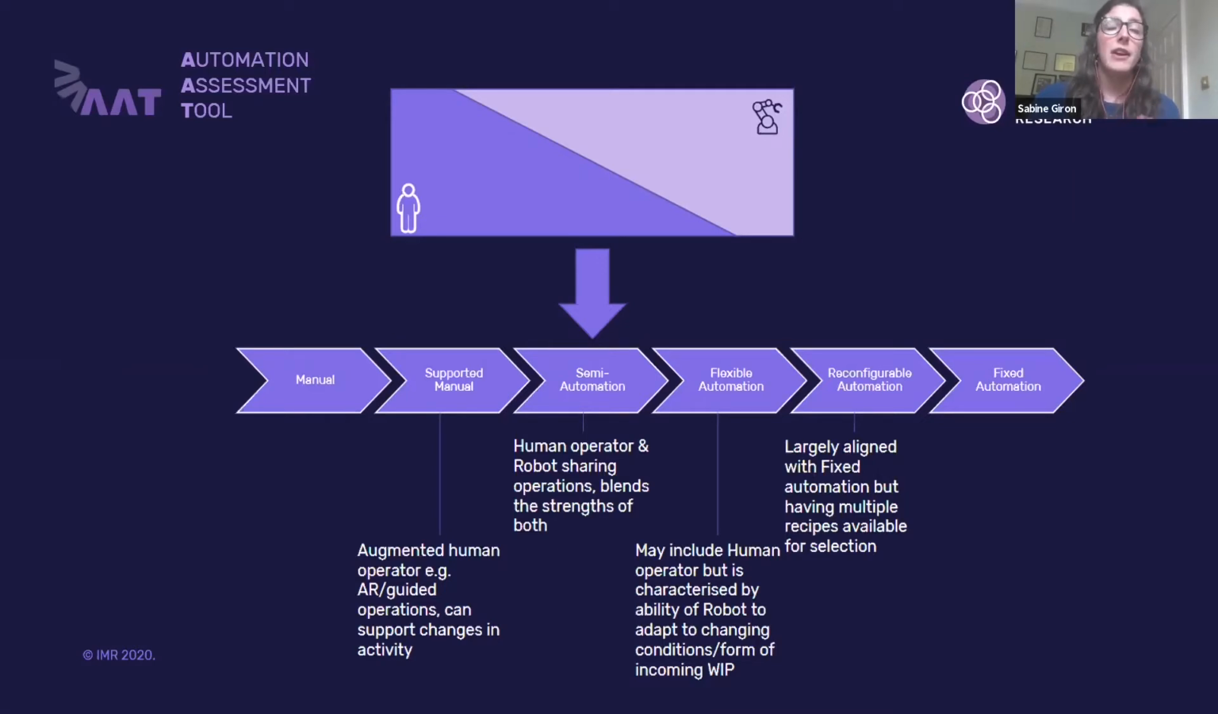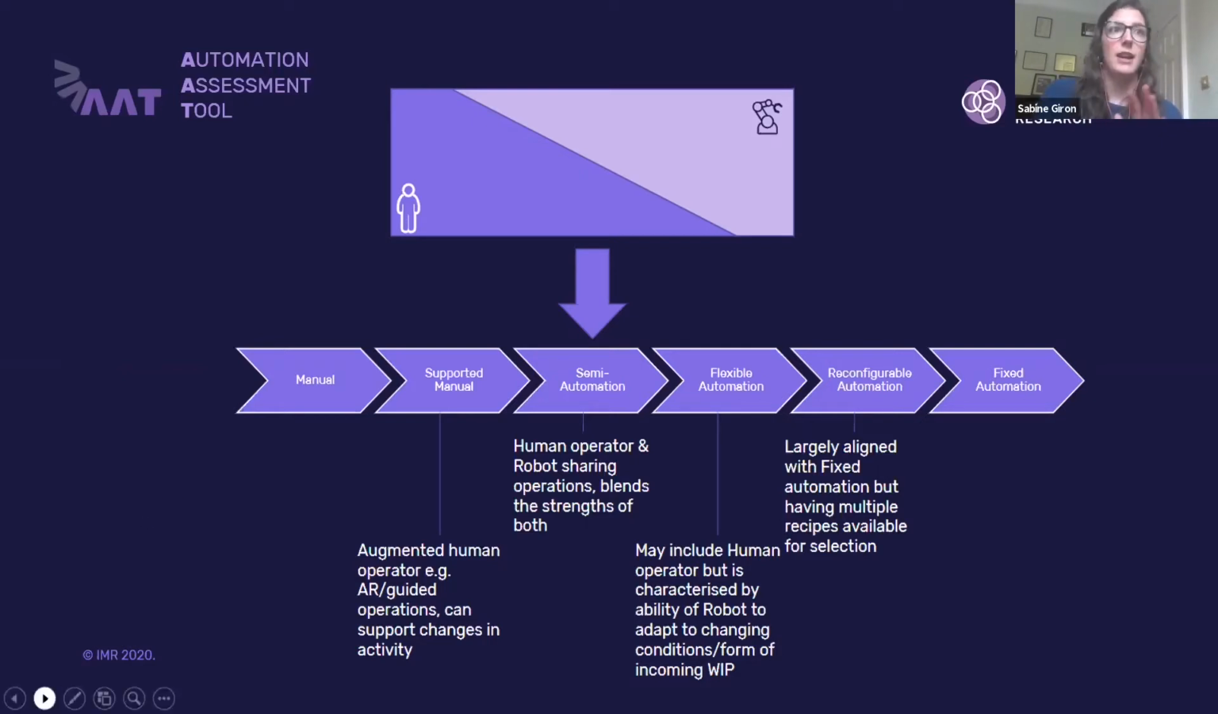The fifth paradigm is reconfigurable automation. It's really aligned with fixed automation, but it can be reconfigured to another part or recipe, though there is a changeover time and effort. And then fixed automation.